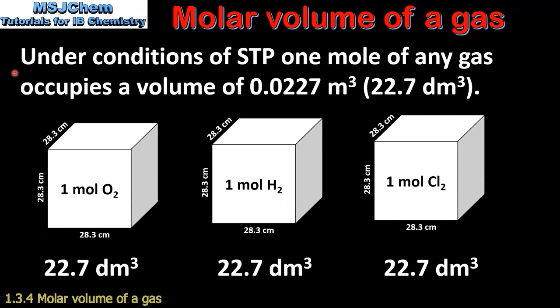So we can now say that under conditions of STP, 1 mole of any gas, be it an ideal gas or a real gas, occupies a volume of 0.0227 meters cubed, which is more commonly given as 22.7 decimeters cubed.